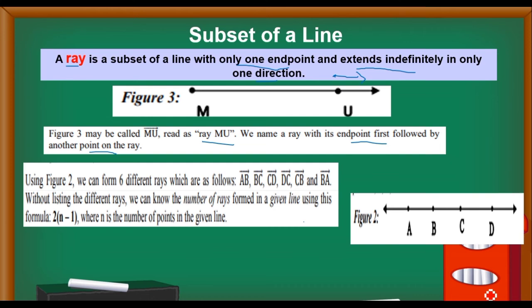Dito kasi 4 lang yung point na binigay. Pero paano kung 10 points, 20 na points ang ibibigay? Paano natin aalamin kung gaano karaming ray ang mafo-form natin? So meron po tayong formula which is 2 times the quantity n minus 1, where n is the number of points in the given line. So, mamaya alamin natin, kagaya kanina dun sa ating line segment.